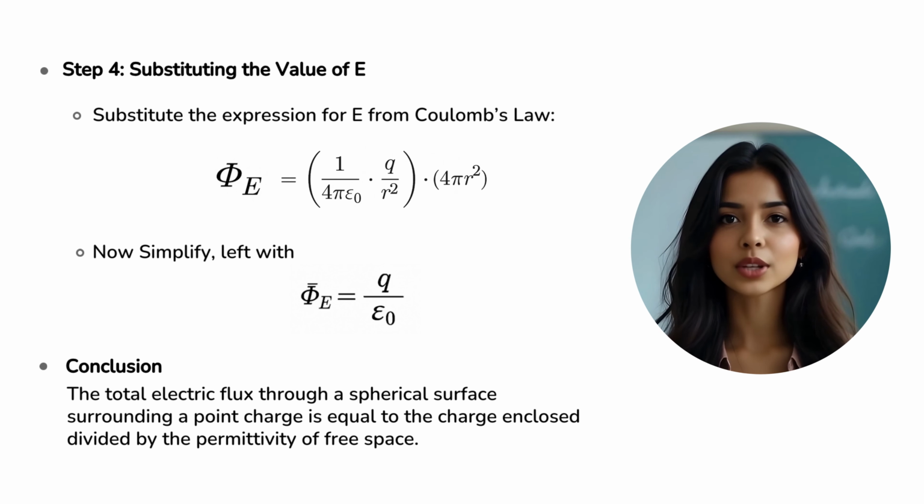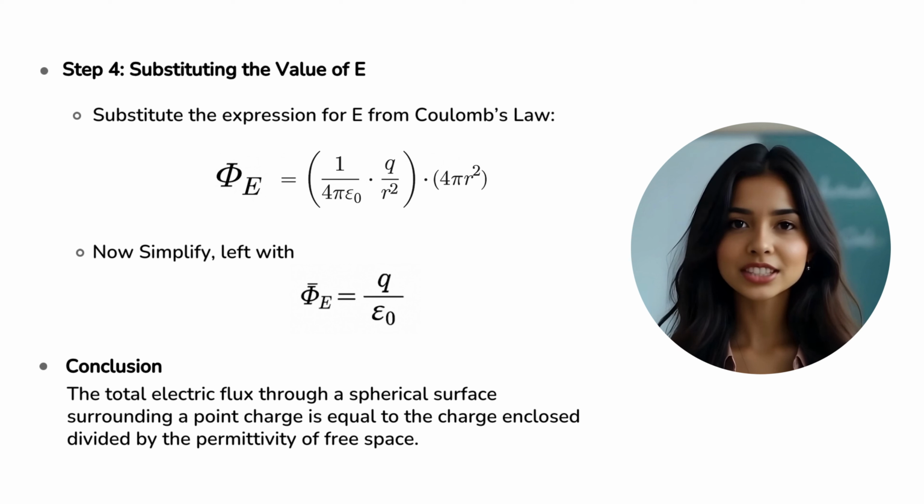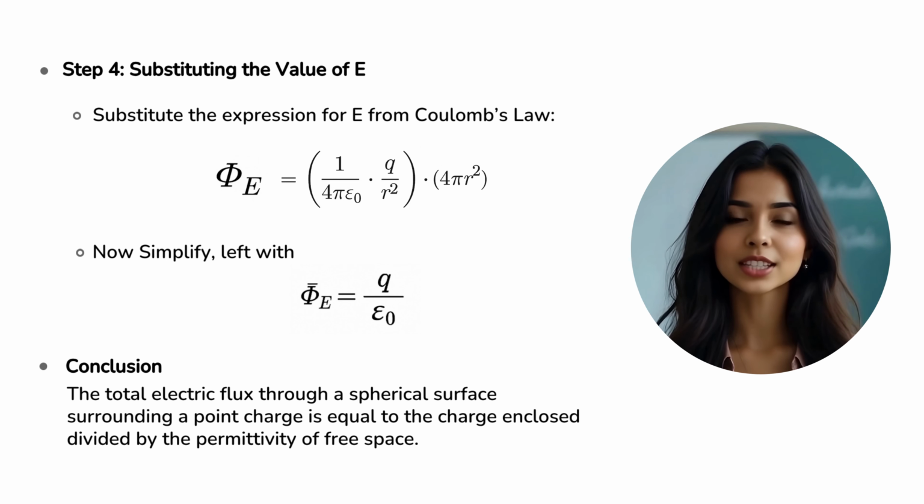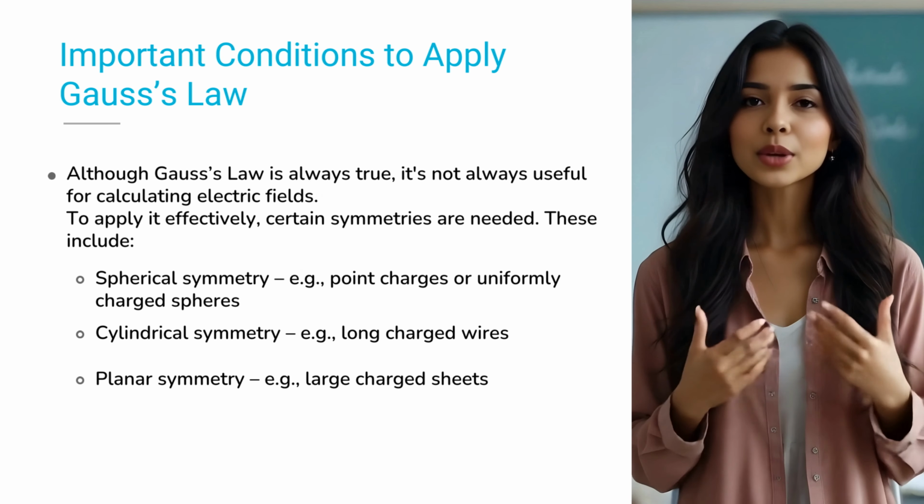So we've confirmed that for a point charge placed at the center of a spherical surface, the total electric flux through the surface is equal to Q divided by epsilon naught, the total enclosed charge divided by the permittivity of free space. Now here's something important.